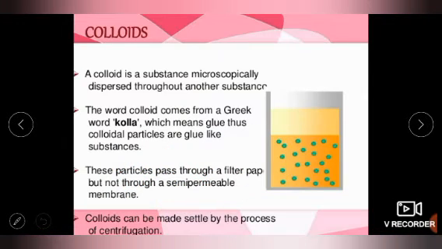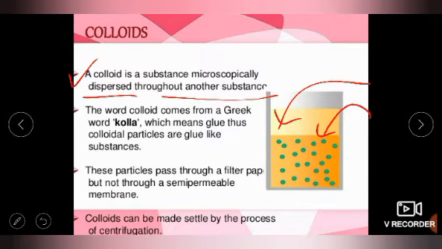What is a colloid? This is our first question. A colloid is a substance which is microscopically dispersed, very small, spread throughout another substance. So it is not surface chemistry now, it is not adsorption, it is absorption. But adsorption will occur where now? Adsorption will occur throughout two substances. Suppose here green color molecules are dispersed inside the yellow or orange color solution.